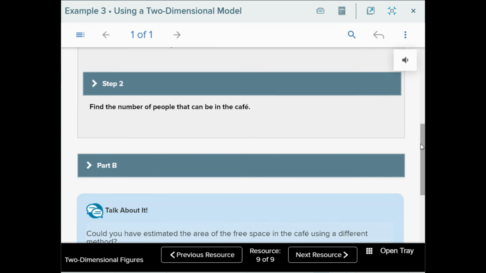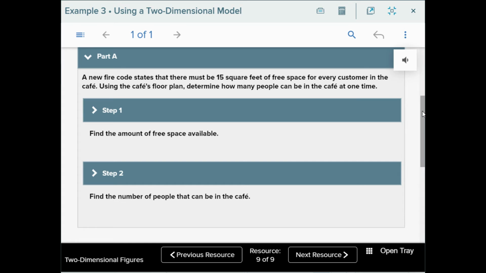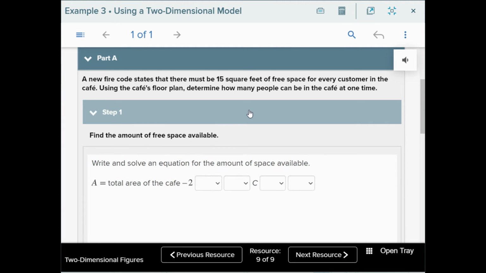So part A tells us that a new fire code states that there must be 15 square feet of free space for every customer in the cafe. Using the cafe's floor plan, determine how many people can be in the cafe at one time. To answer a question like this, the first thing we want to do is find out how much free space is available. Or I guess our ultimate goal is to find out how much free space is available.